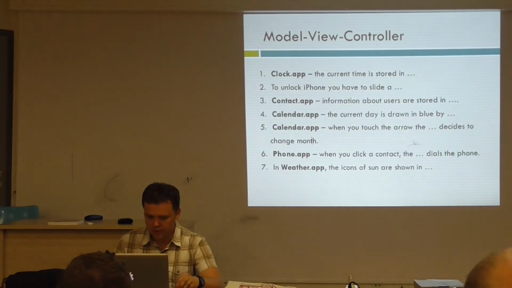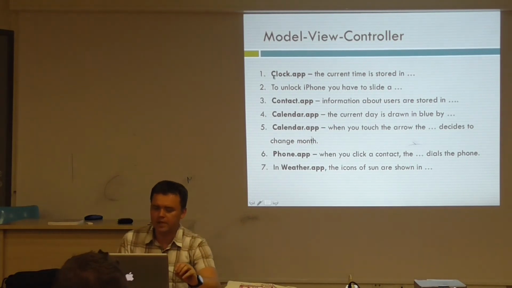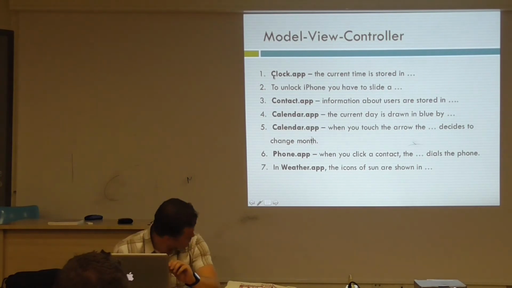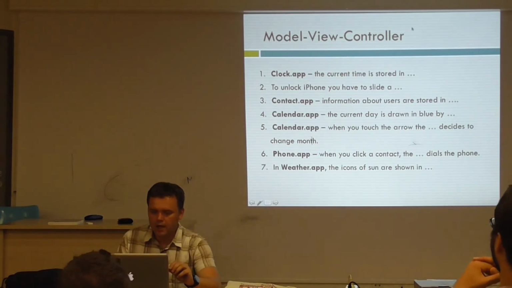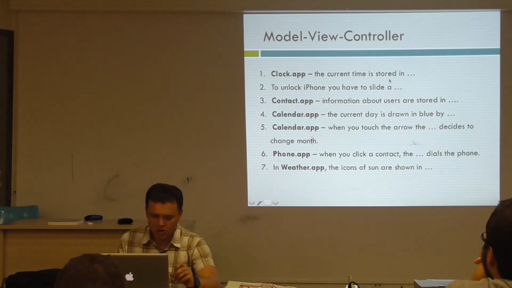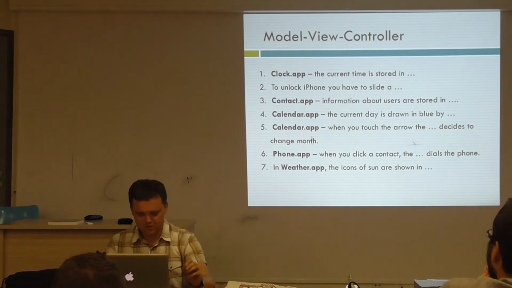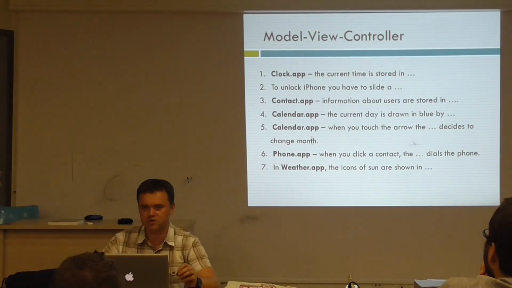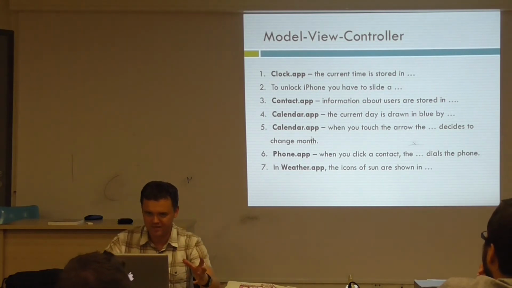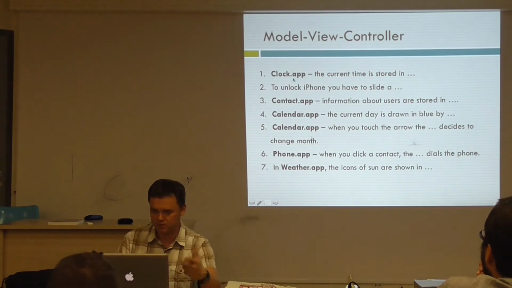So, we can see some examples. Clock application. So, for clock application, the current time is stored in model, view, or controller. This question. Sorry? Model, yes, because model means data. Structure of data and, of course, the data. Very good.